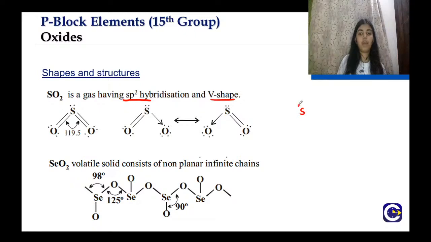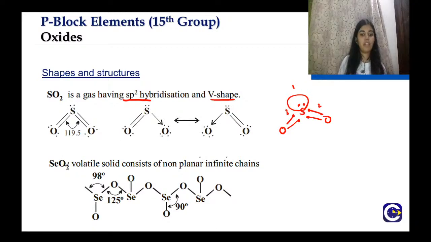Here sulfur has 6 valence electrons, and oxygen has the tendency to form double bonds. So there is one double bond here, one double bond here, and one lone pair. So it is sp2 hybridization with three regions, where one lone pair is there. So it has a bent shape or V shape.